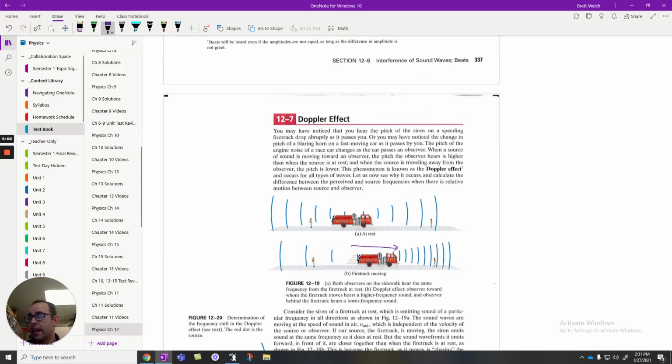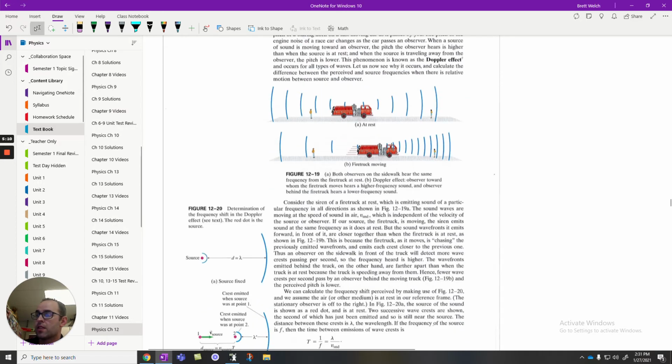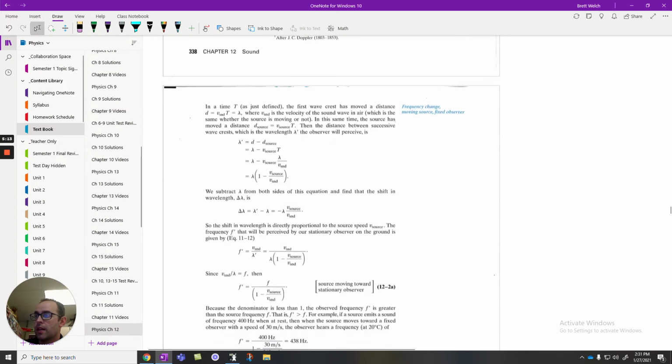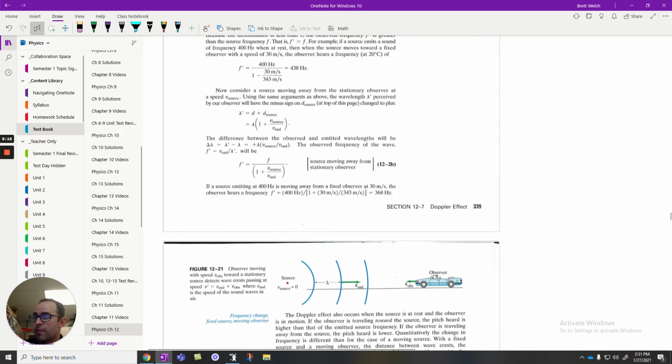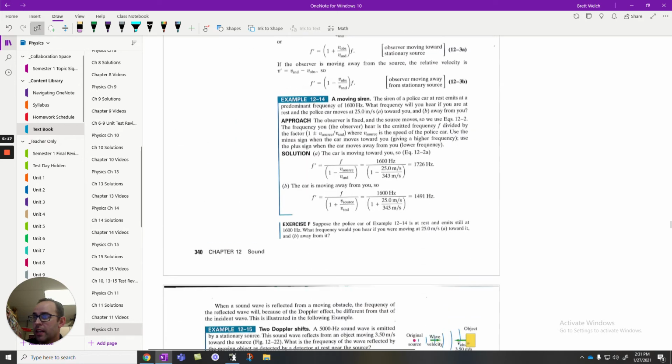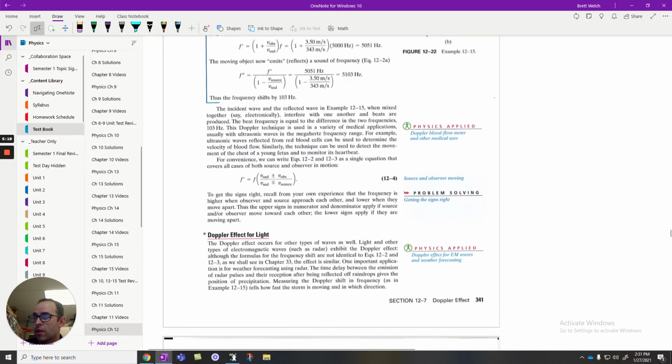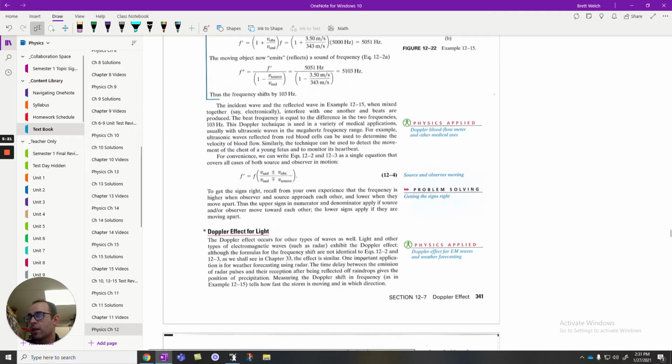The reality is that as we have relative motion to one another, we're going to get a frequency shift. This is called the Doppler effect. The formula for the Doppler effect is a bit of a doozy, but there's a cleaned up version that I really like to use right here. This is the Doppler effect equation that we're going to use in class.